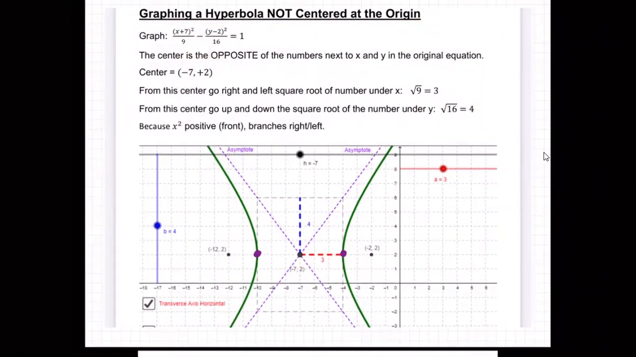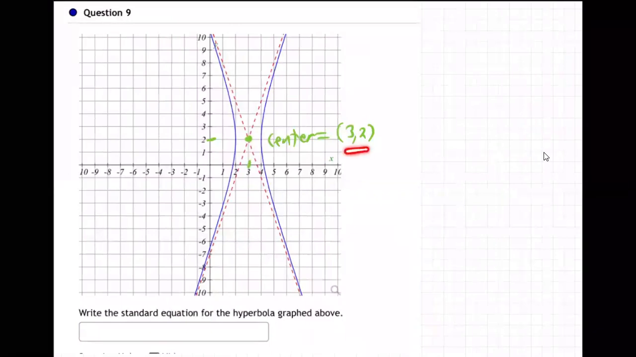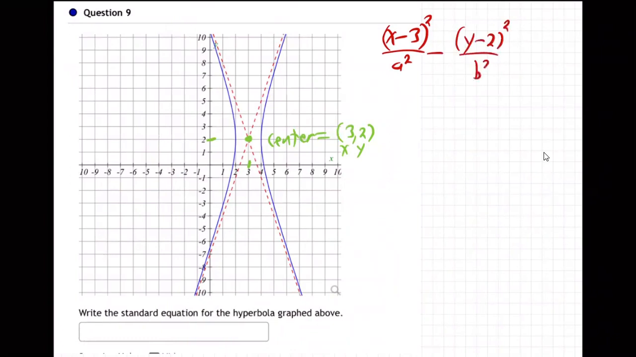That's just the same way it was for the ellipse. It's exactly the same, and it's throughout the course. Always, whatever's in the parentheses next to x or y is the opposite on the graph. So remember that. Let's use that back here. If this is the center, then the real equation is going to be (x - 3)^2 over a^2 minus (y - 2)^2 over b^2 equals 1 so far, right?